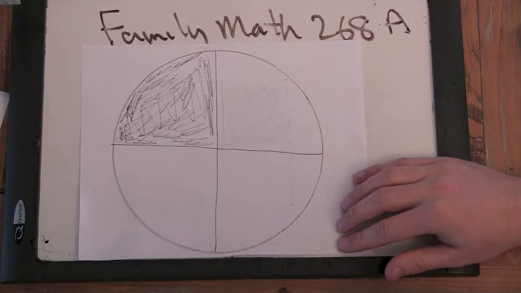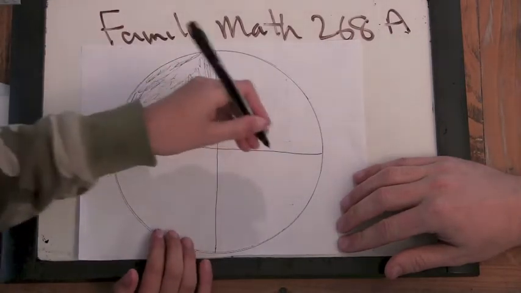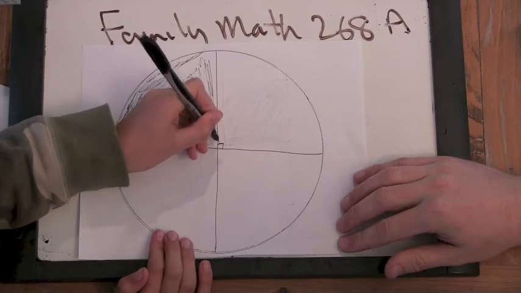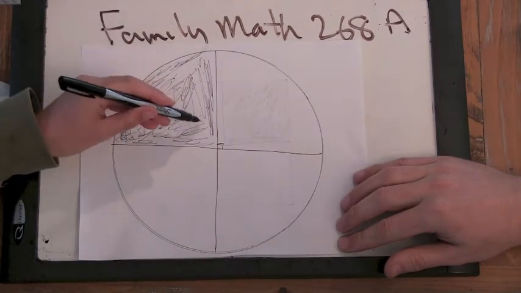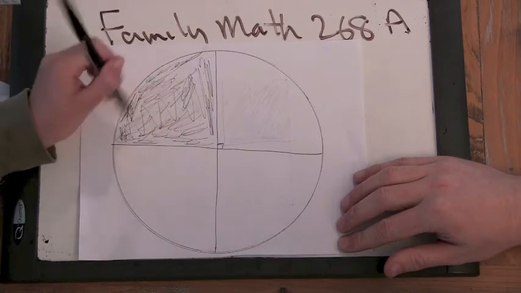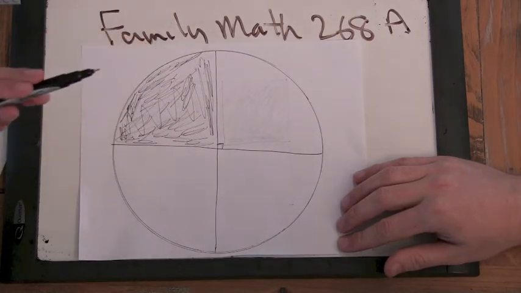Well, this isn't exactly 1/4 because I couldn't draw the lines straight. But if this were exact, I chopped the circle. I drew 2 perpendicular diameters to chop the circle into fourths. Then this is 1/4. And how do you know that's 1/4?